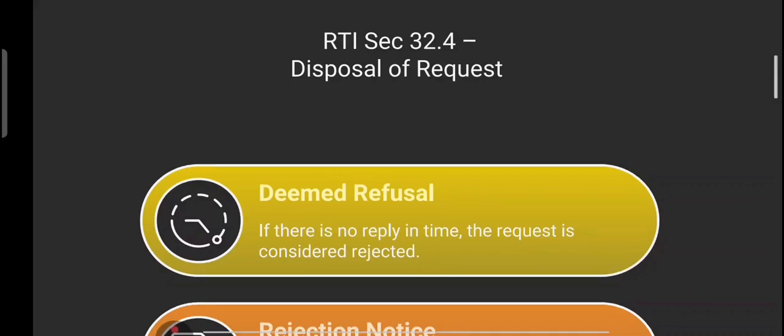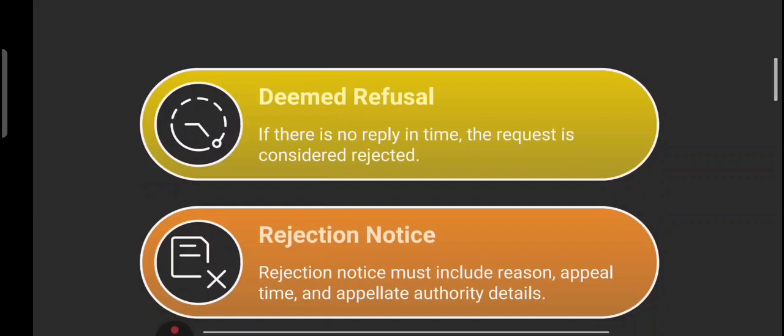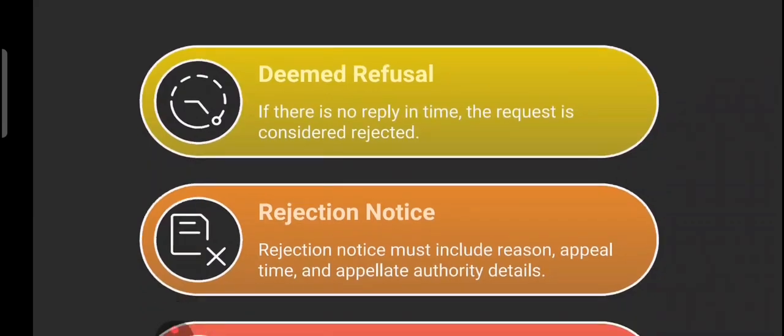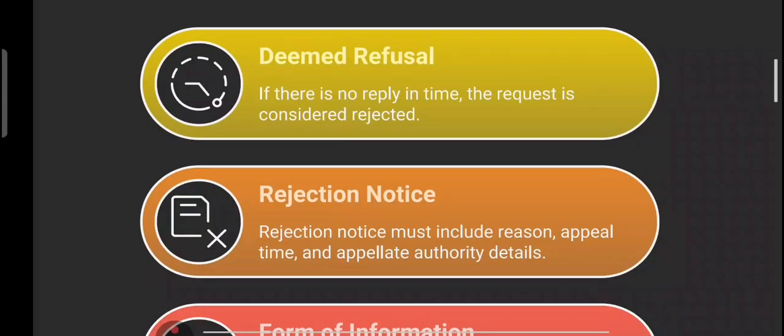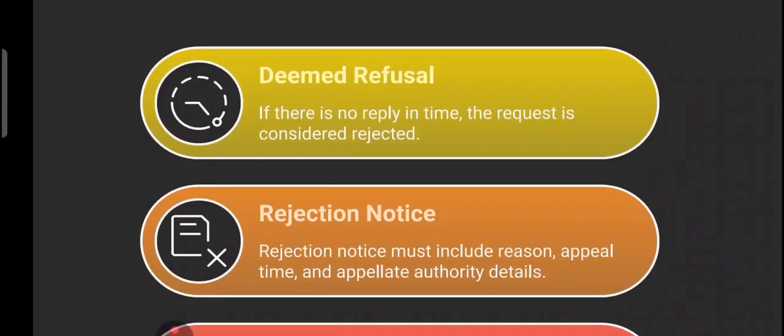First of all, how your request is handled is all about disposal of request. When you file an RTI request, here is what happens next. First, something called deemed refusal. If no reply comes within the time limit, your request is treated as rejected. Deemed refusal means that if there is no reply in time, the request is considered rejected.